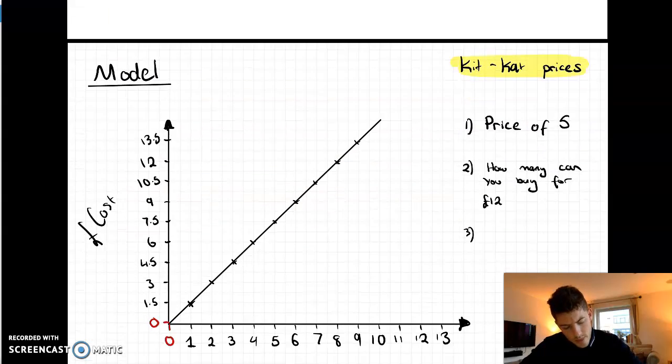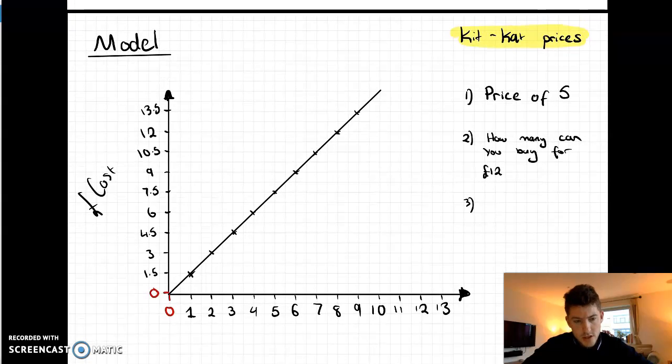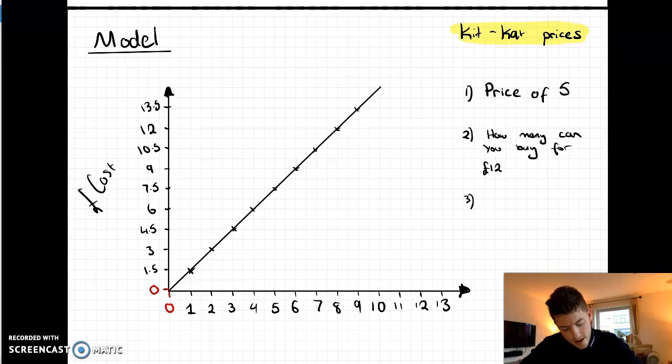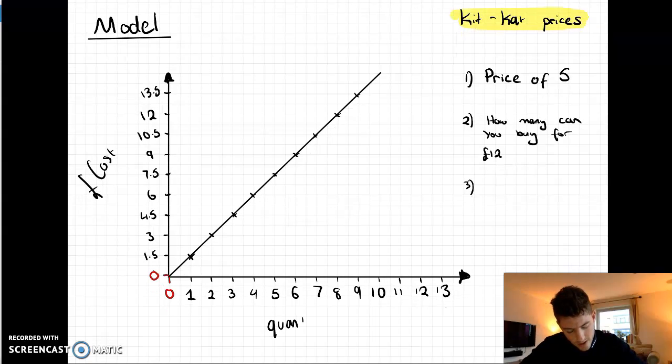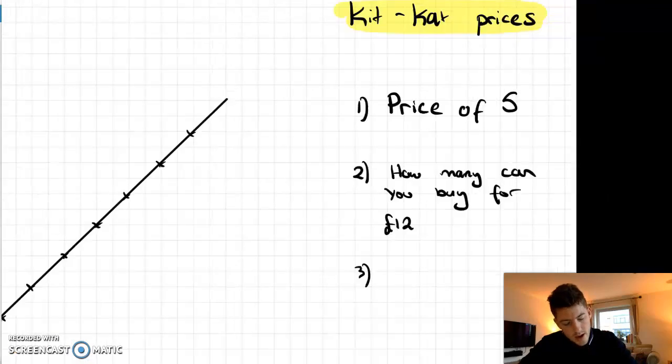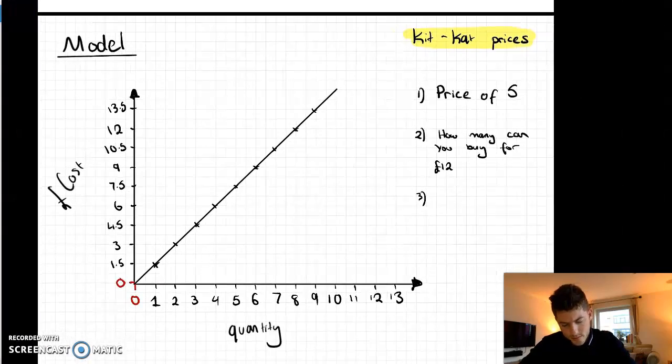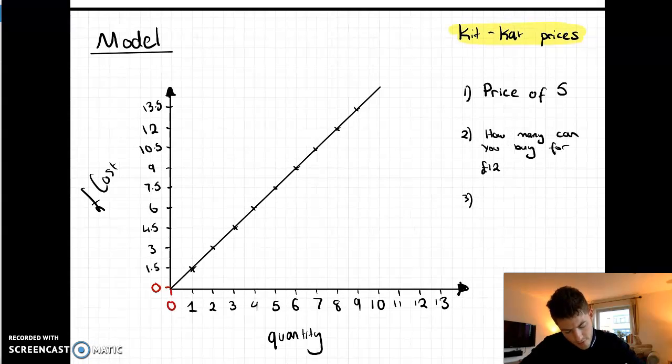So here's a model. I've already drawn the graph out. So this is showing Kit Kat prices in the shop. So what's the price of 5 Kit Kats? Let me just add in at the bottom quantity. The question here, what's the price of 5? So we want to find 5 here. We're going to go up along to 5, and we're going to go along the graph, and there we are. So 5 Kit Kats cost £7.50.